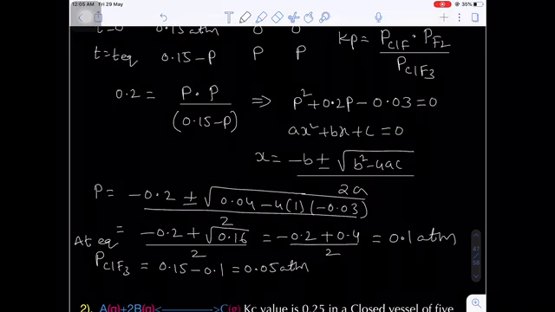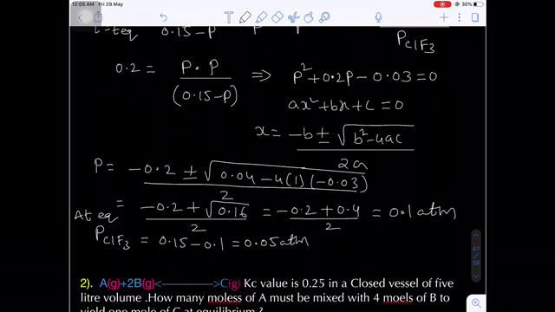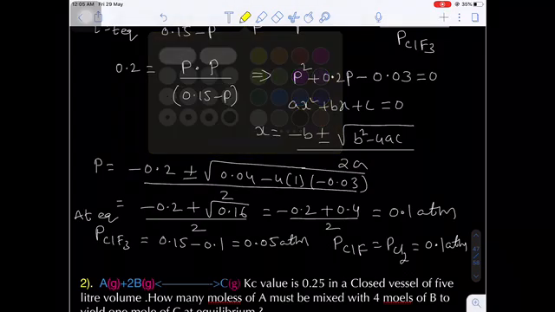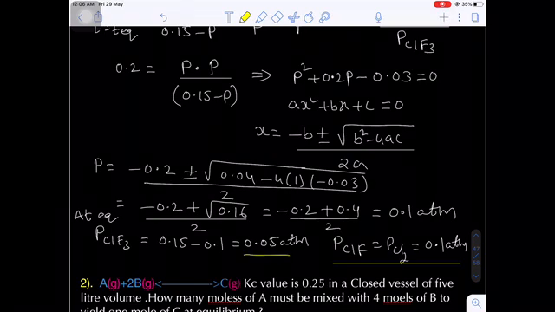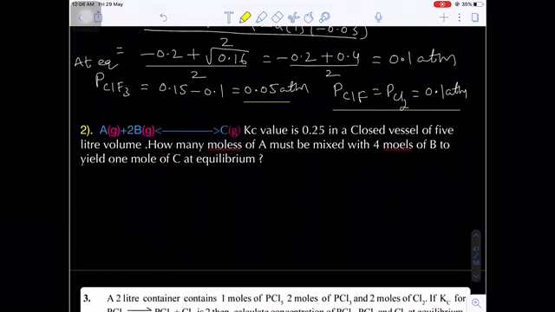Okay, now the partial pressure of ClF and F2 both are P, so directly I am writing partial pressure of ClF equal to partial pressure of Cl2 will be equal to what? P atm, that is the 0.1 atm. So this is the equilibrium pressures of all the species. Here the question is Kc or Kp given to you, initial concentrations given to you. The question is calculate the concentrations at equilibrium.